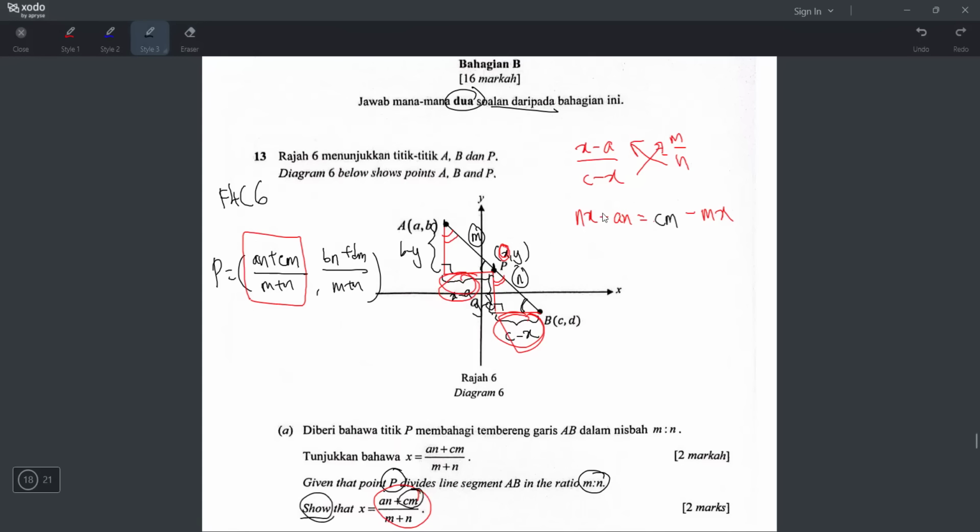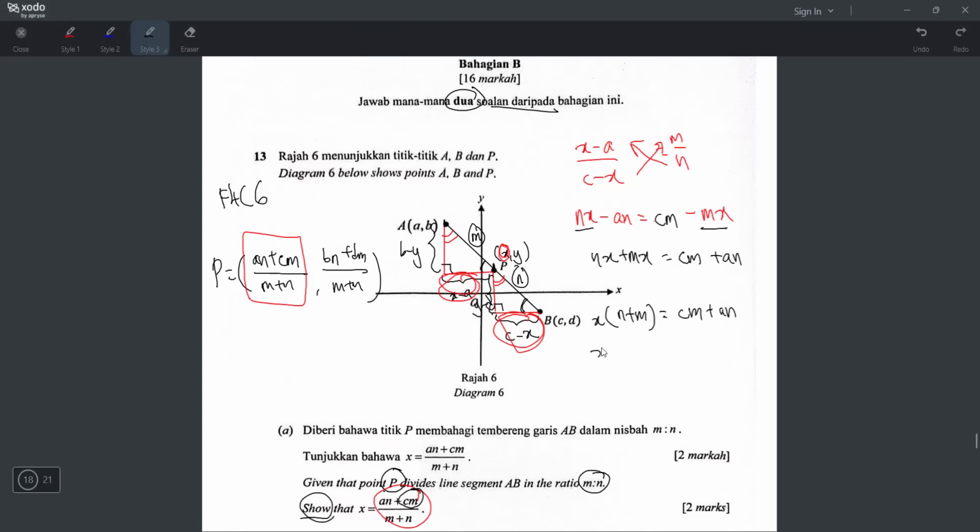Now I have to find x. This one has x, this one has x. We will put them together so that we can factorize out x later. So nx, the minus mx I can throw here and it becomes plus mx, right? And then equals cm. And then the minus an thrown there becomes plus an. Since I'm trying to find the small x, I will factorize out the x like that, and you will be left with n plus m equals cm plus an.